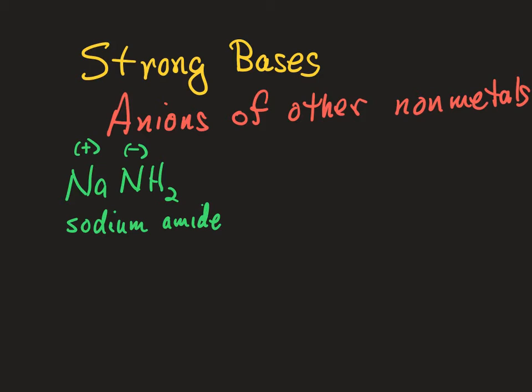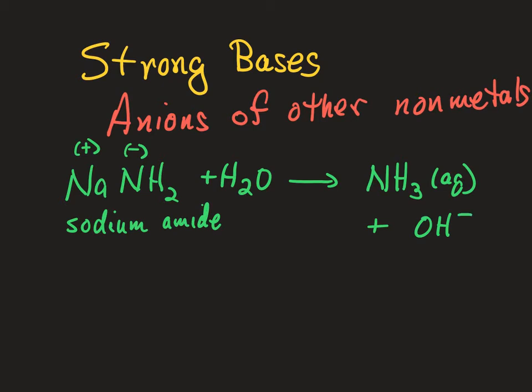If we put a compound like sodium amide in water, the negative nitrogen takes a hydrogen ion from water and makes ammonia. What's left of the water, since it lost a hydrogen ion, is a hydroxide ion that is aqueous. And then we have a sodium ion as well. And so a compound like sodium amide is a strong base because the number of moles of hydroxide ion you get is equivalent to the number of moles of sodium amide.